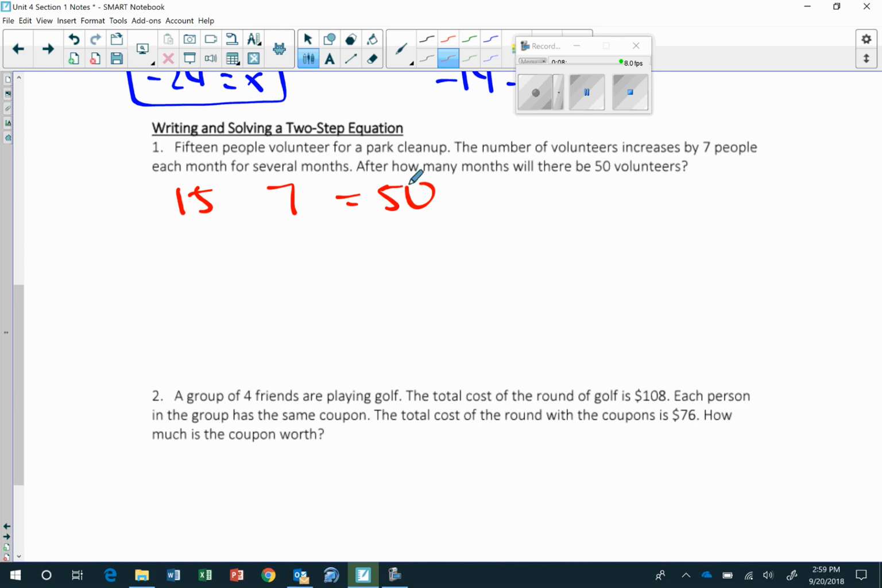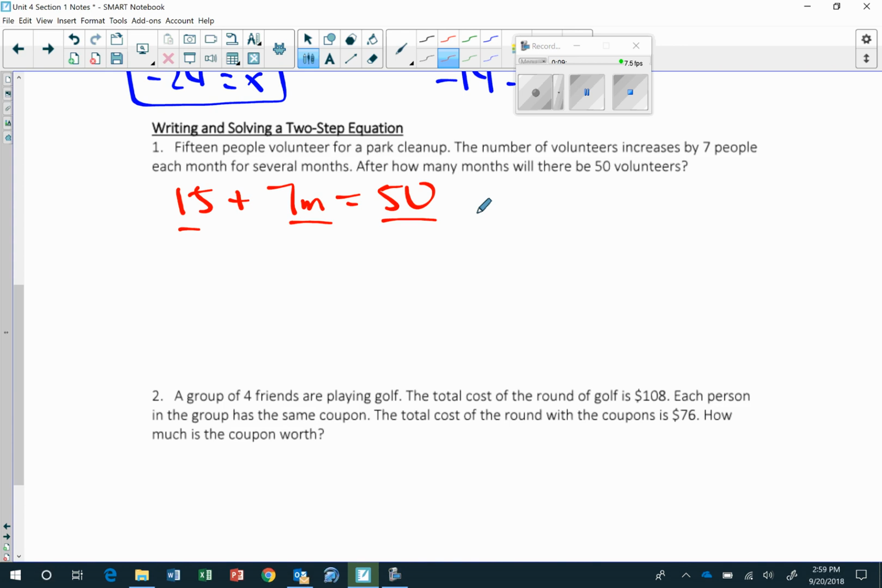Now 15 people is already there, so there's no variable that goes with that. We want to add the 7 people that come in each month, but we don't know how many months, so we need to put a variable in there. So we have the 15 people who already volunteered. We're adding 7 each month. We want to know how long it takes to get a total of 50 volunteers. So now we can solve this two-step equation.